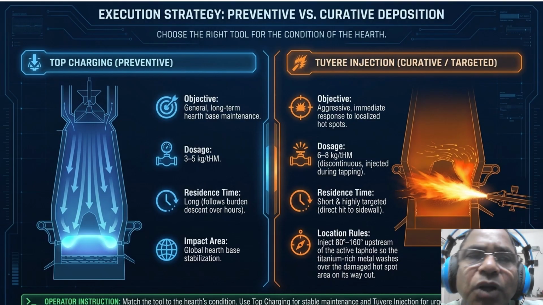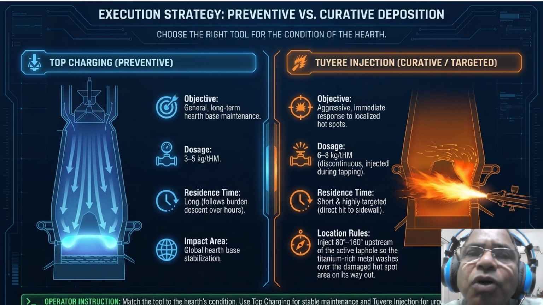So note the location rules. You must inject 80 to 160 degrees upstream of the active taphole so that the enriched metal washes over the damaged spot on its way out. So top charging is your daily vitamin. Injection is your emergency surgery.